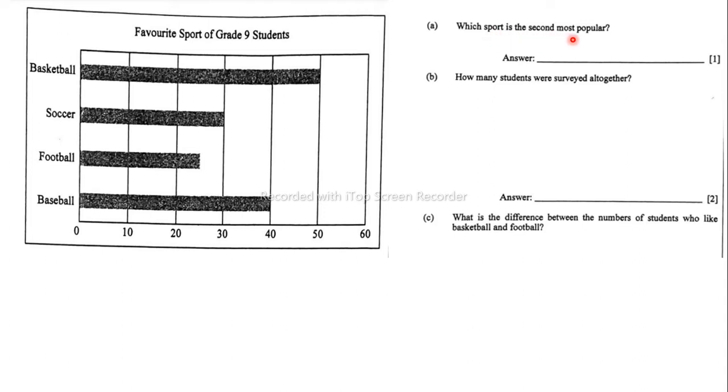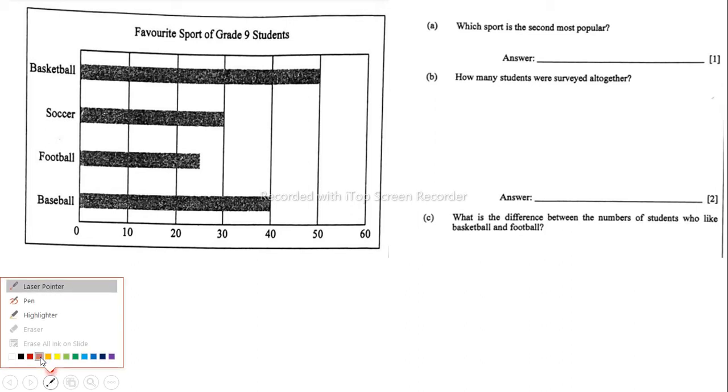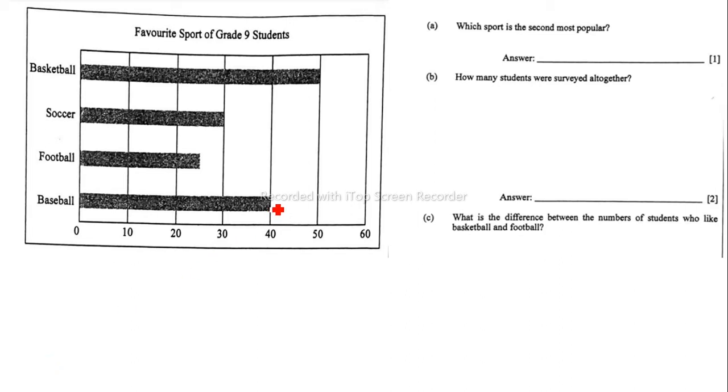Okay. So it says here, which sport is the second most popular? It would be baseball, because it has 40. The first most popular would be basketball, 50. So the second is baseball.